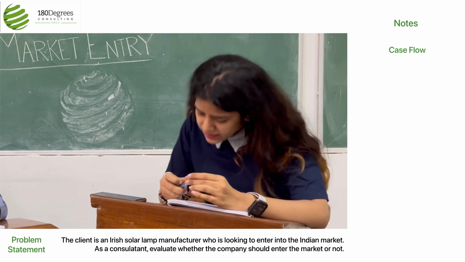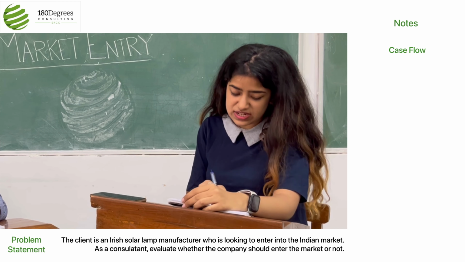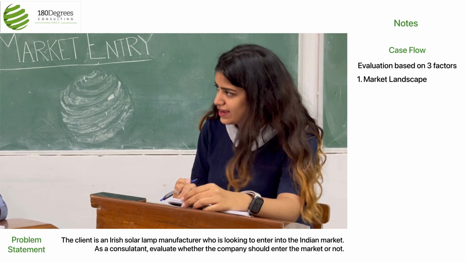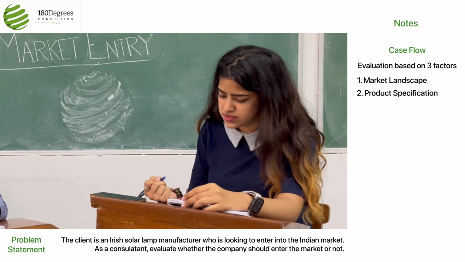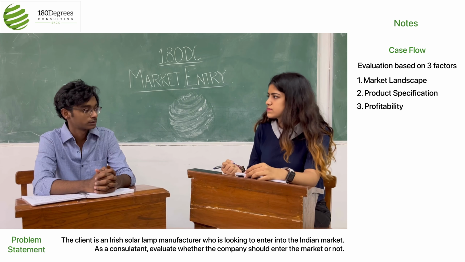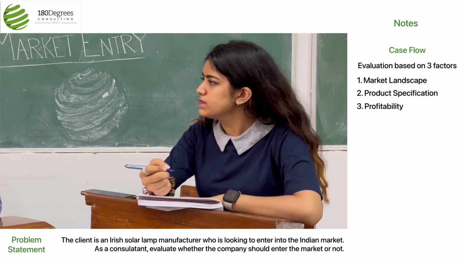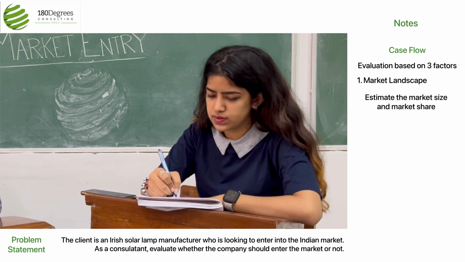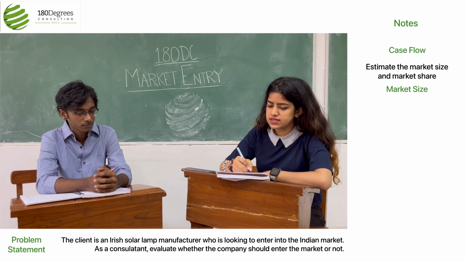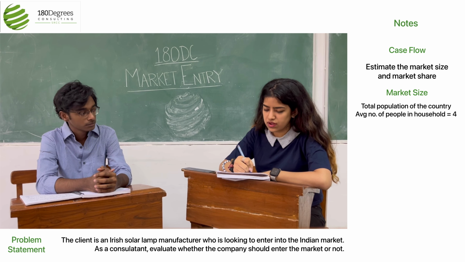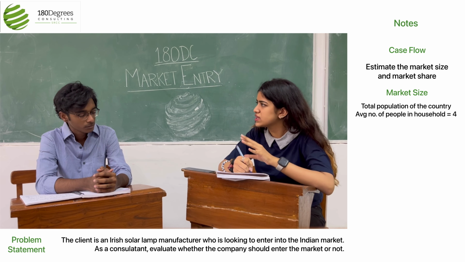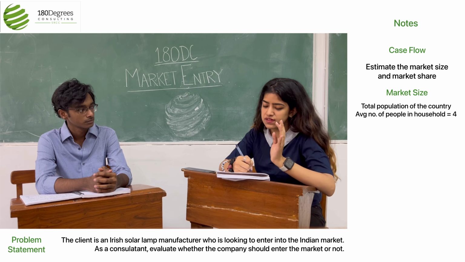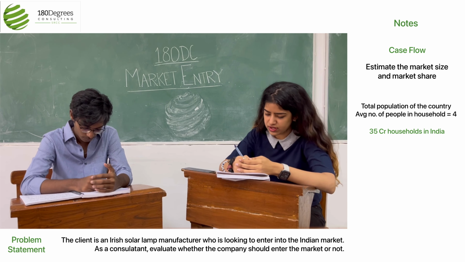Okay, so I will be evaluating this case based on 3 factors. Okay. Market landscape, product specifications, and profitability. All right. That sounds good. So in market landscape, I will be estimating the market size and the market share individually. For the market size, I will be taking the total population of our country and considering the average size of one household to be of 4 members. So that comes out to be around 35 crore households in our country.